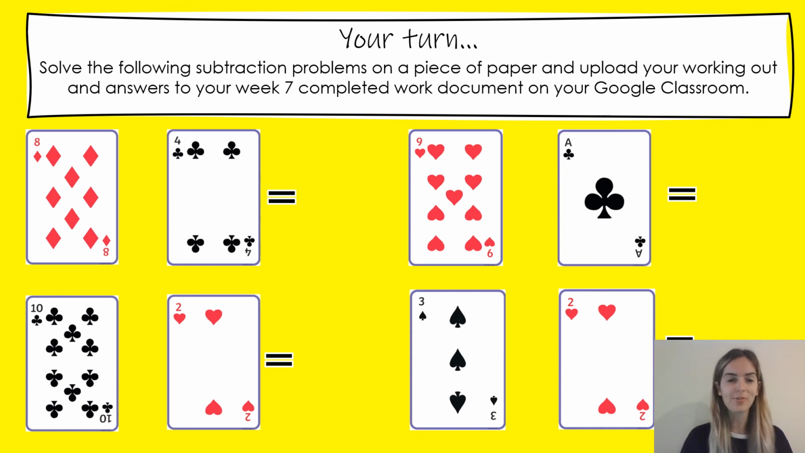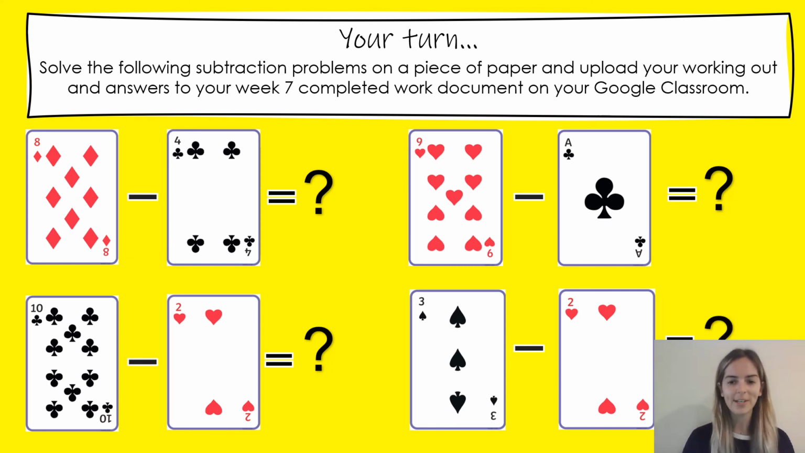So you will need to solve the following subtraction problems on a piece of paper and upload your working out and answers to your week 7 completed work document on your Google Classroom. Okay, so let's just look at our first one. It is 8 take away 4. Then we have 10 take away 2. We have 9 take away 1 because our ace card represents 1. And then we have 3 take away 2. Okay, boys and girls, we can't wait to see what you have come up with.